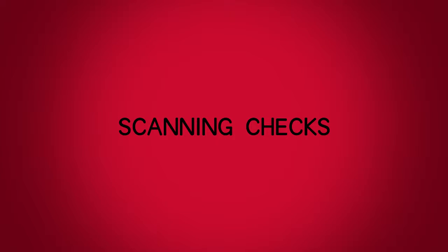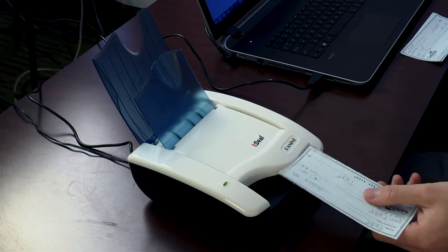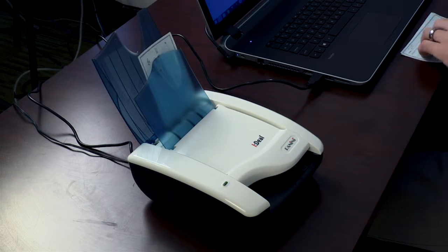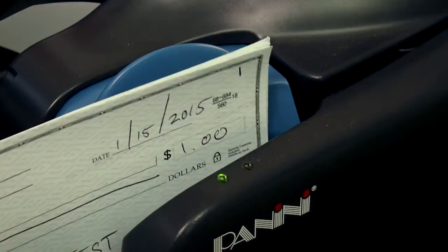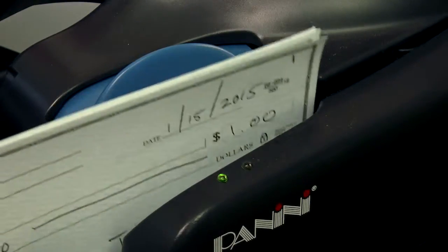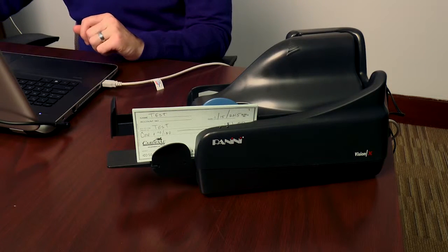Now you're ready to scan. If you're using the single feed scanner, place your check into the scanner with your MICR line to the right. If you're using the large scanner, you can place up to 70 checks into the hopper with the front of the checks facing away from the center of the scanner.